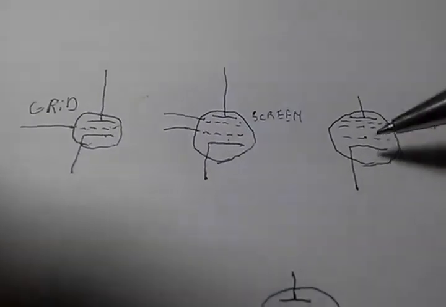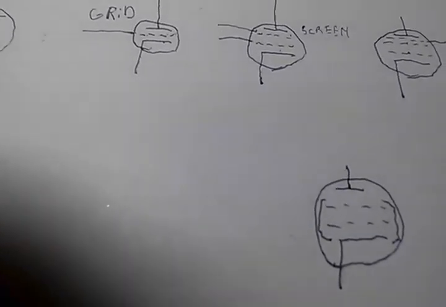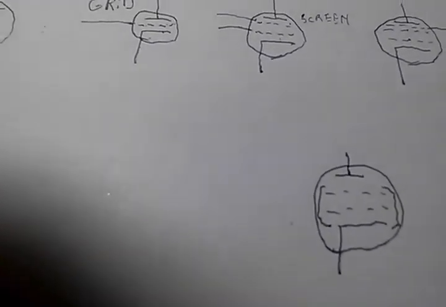The grids of a beam tetrode are basically aligned with each other. What these two plates do is funnel the electrons in a beam towards the anode. And that basically does what the pentode does, but is more efficient. So that's called a beam tetrode. That is what this tube here is, a beam tetrode.